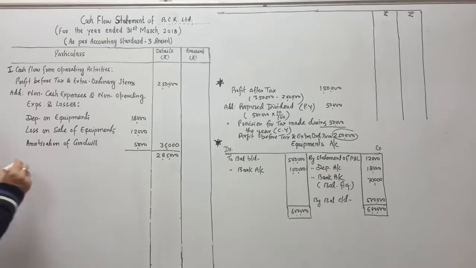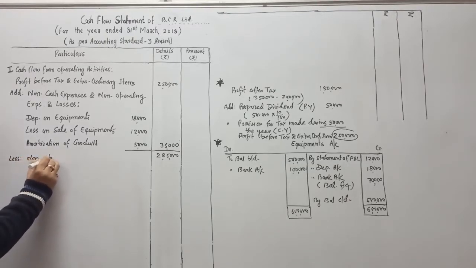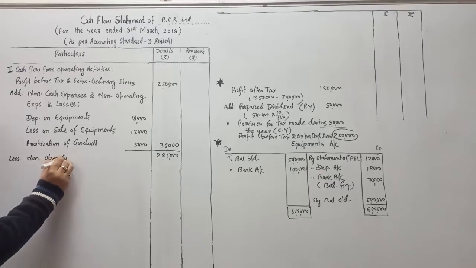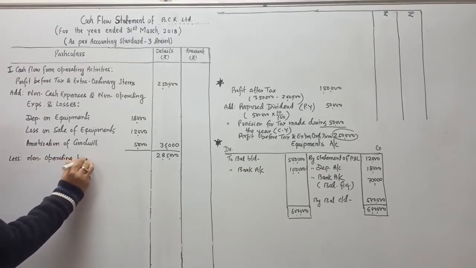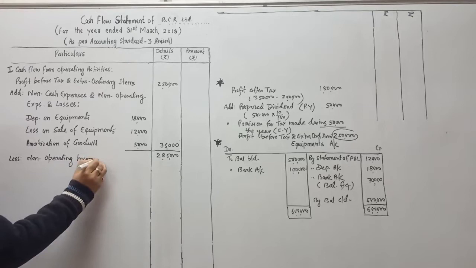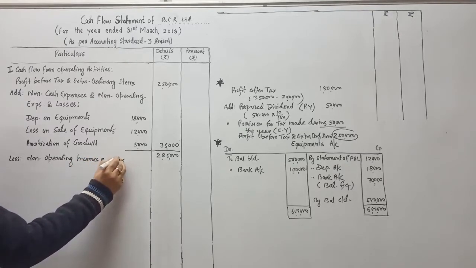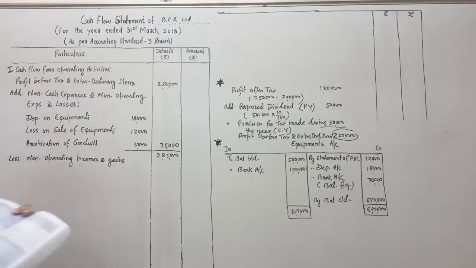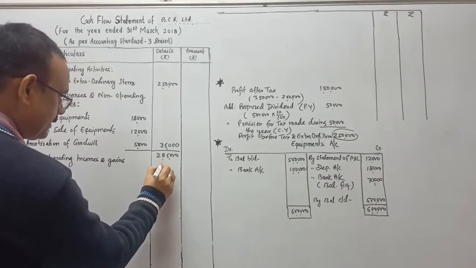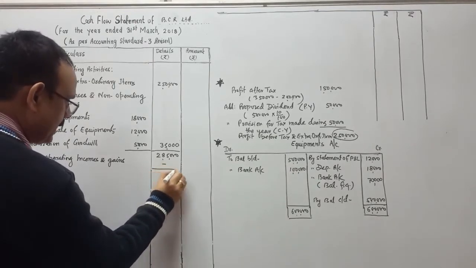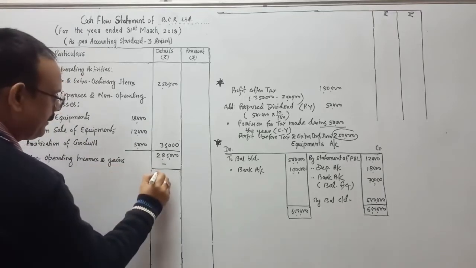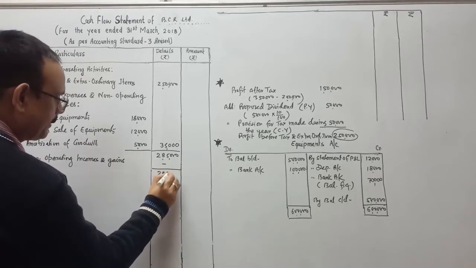2,85,000. Thereafter what we do? We deduct non-operating incomes and gains. So find out the non-operating incomes and gains. In this question there is no non-operating incomes and gains, so I put the dash over here. The same figure continues, 2,85,000.